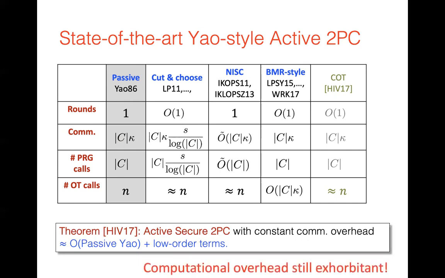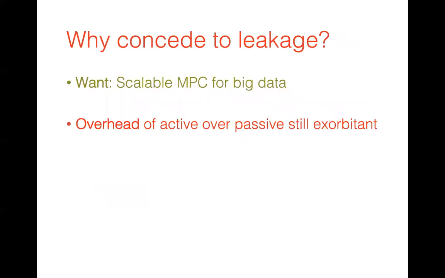However, the computational overhead is still exorbitant. Not just this work, but also all previous work, the computational overhead of getting active security is an order of magnitude higher than passive. So in this work, we are going to try to reduce this overhead.